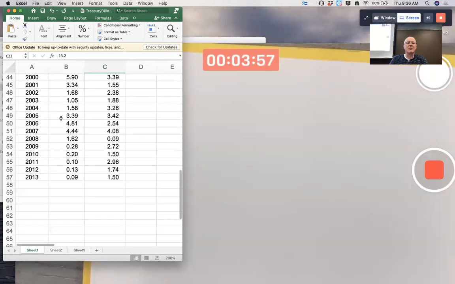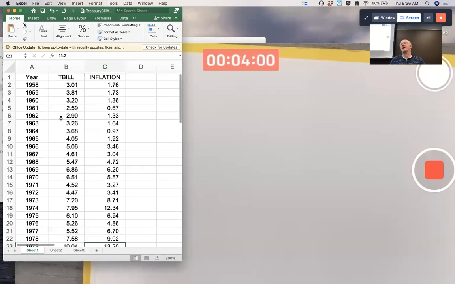Okay. So the first thing we're going to want to do if we're going to do a regression is think about which of these variables we would want to predict from the other variable. Would it make more sense to try to predict treasury bill return if you know inflation? Or would it make more sense to try to predict inflation if you know treasury bill return? In theory, you might say you could go either way.